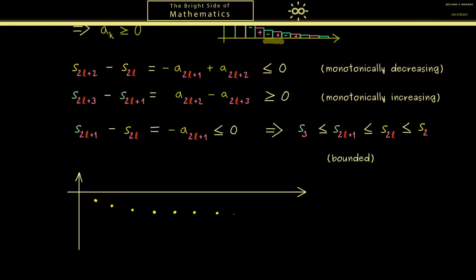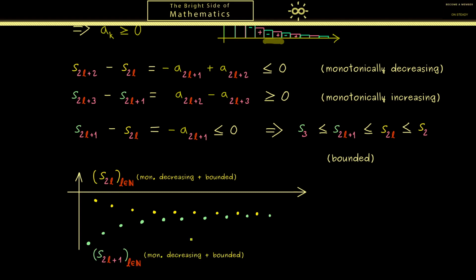Here in our case we have a sequence given by the even indices, which is monotonically decreasing and also bounded from below. Hence we know it's a convergent sequence. On the other hand, we have a sequence which is monotonically increasing and also bounded. So it's also convergent. We can even show that the limit of both sequences is the same because we can look at the difference again.